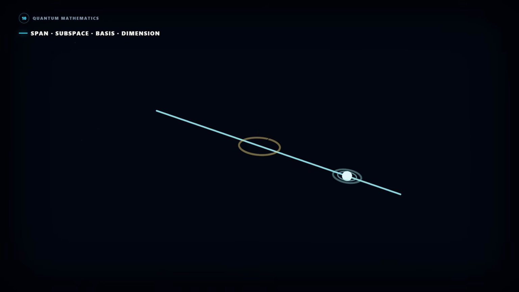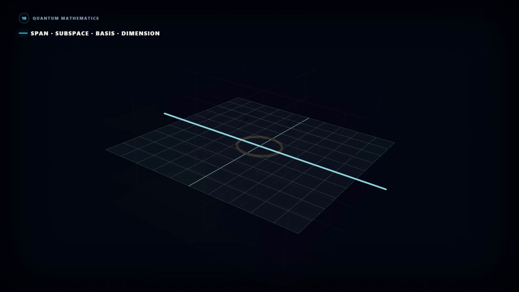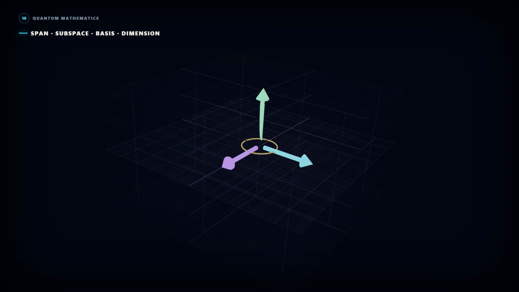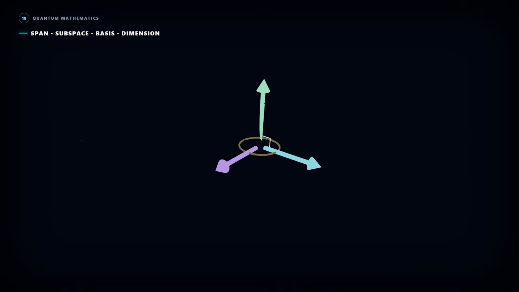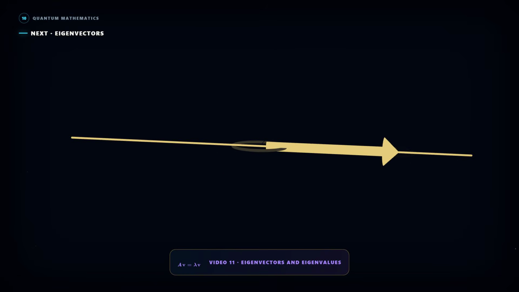Span told us what could be built. Subspaces revealed complete worlds inside larger ones. A basis removed redundancy. Dimension counted independent freedom. Orthonormal bases made components easy to isolate. Now, an invariant line has survived an operator. Next time, we will identify the non-zero vectors that span such lines and measure the scale factors attached to them. Those vectors are the eigenvectors, and the scale factors are their eigenvalues.